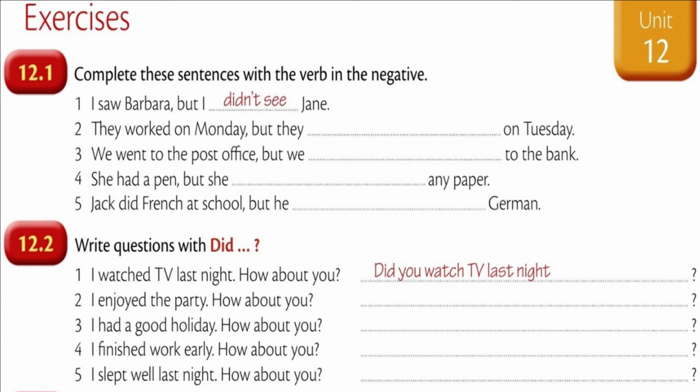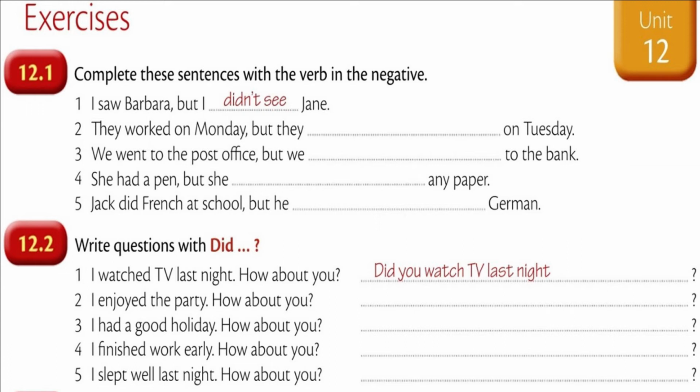Number 4. She had a pen, but she did not have any paper. Number 5. Jack did French at school, but he didn't do German. 12.2. Write questions with did. Number 1. I watched TV last night. How about you? Did you watch TV last night?